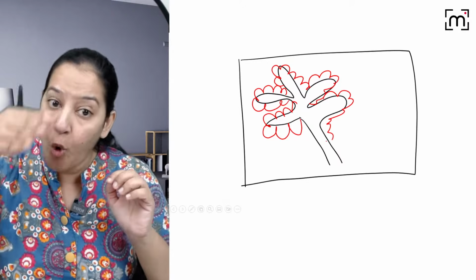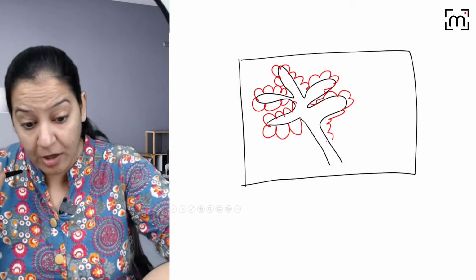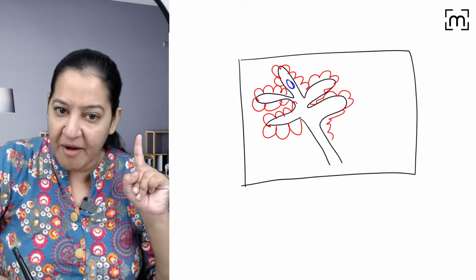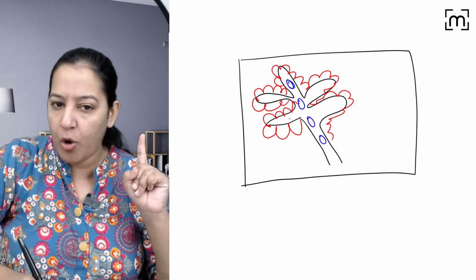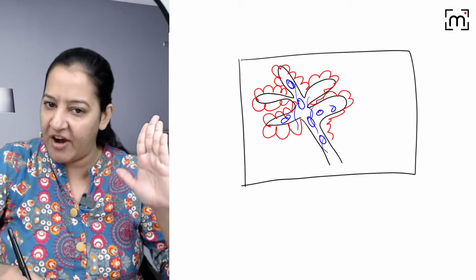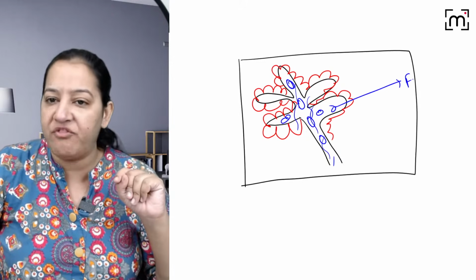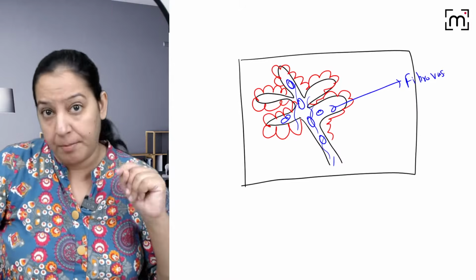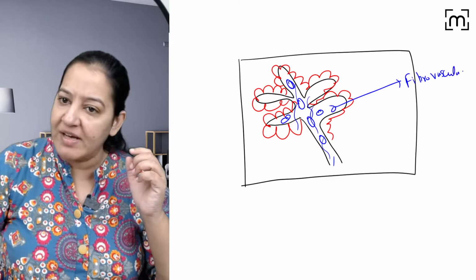You got my point. Why have I drawn this diagram? What is forming the core of the papilla? The core of the papilla has blood vessels and fibrous strands. It is known as fibrovascular because blood vessels are present. Fibrovascular core.